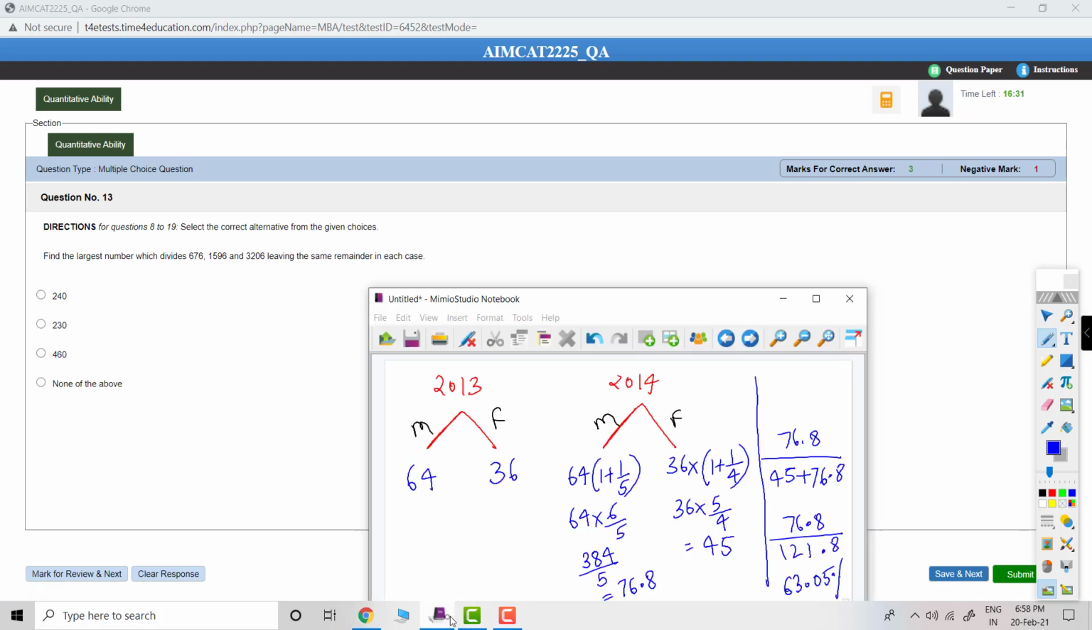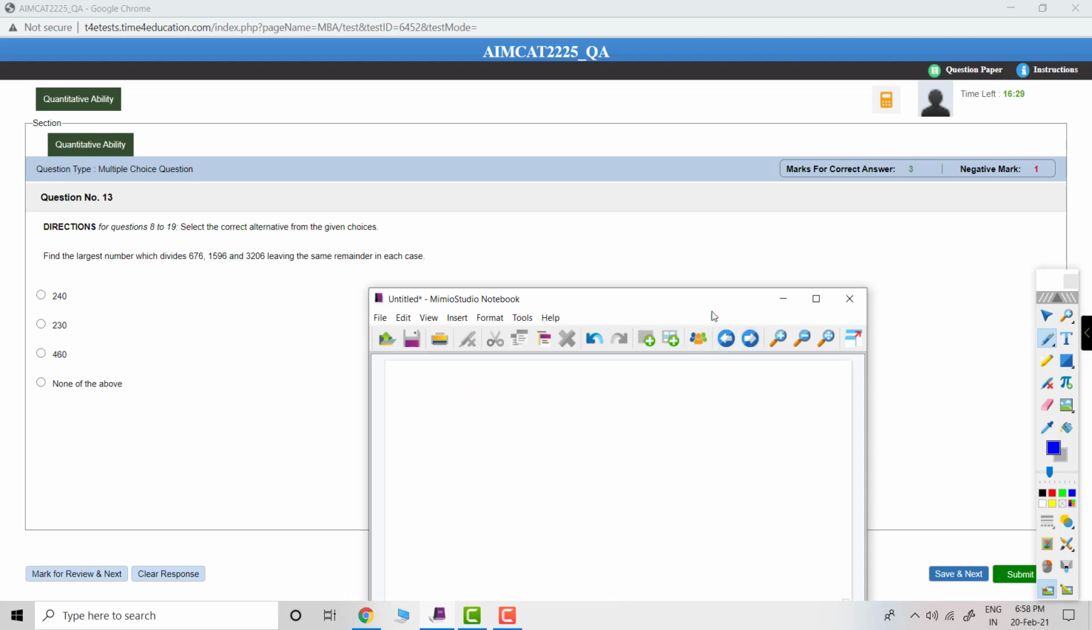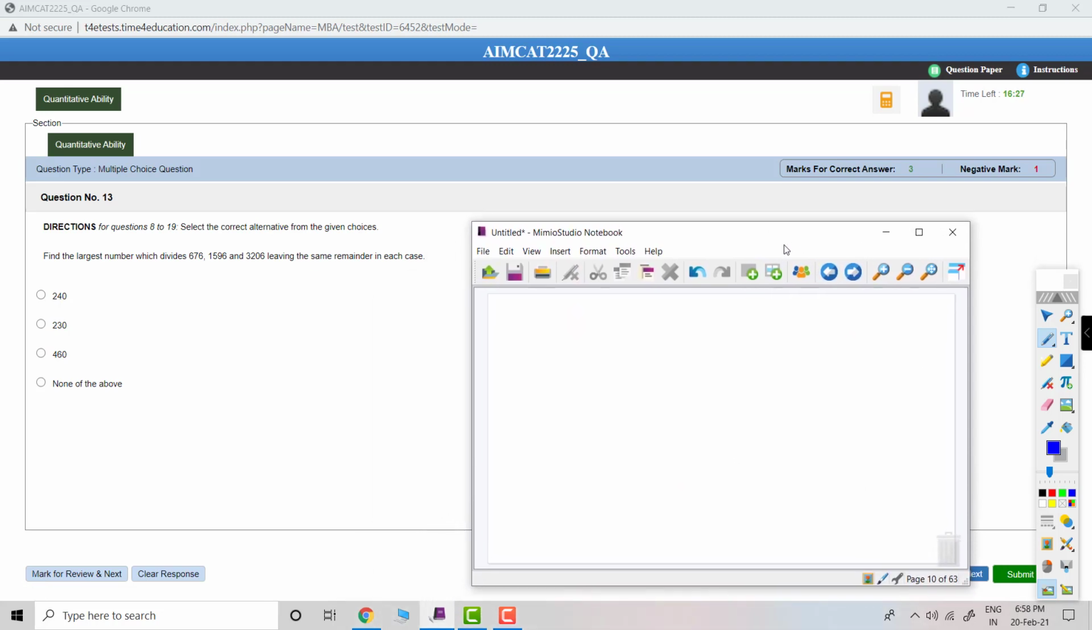Question number 13 looks like HCF model 2. The question is: the largest number that divides 76, 1596 and 3206. Okay, now this is HCF model 2. In HCF model 2, the shortcut is what? Tell me. Take a difference between any two terms. And our answer is going to be what? HCF of these differences.